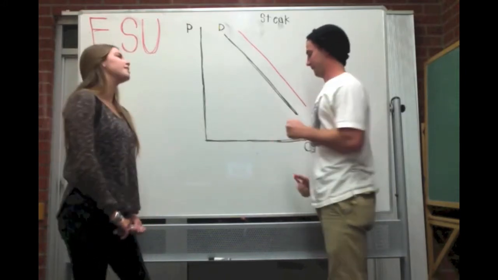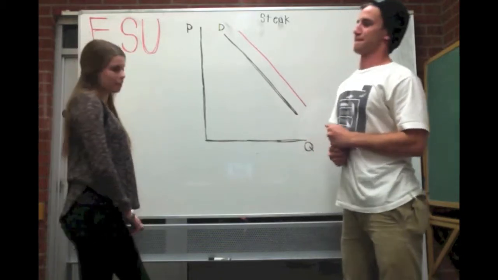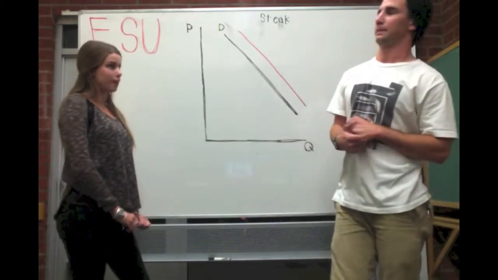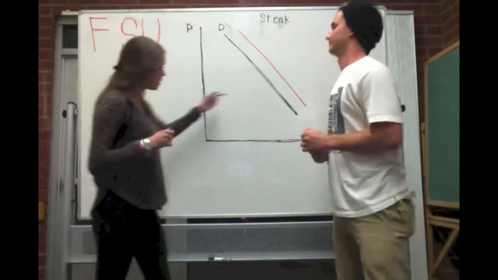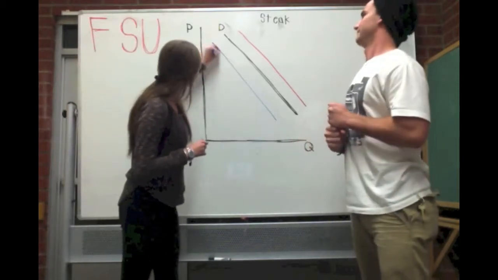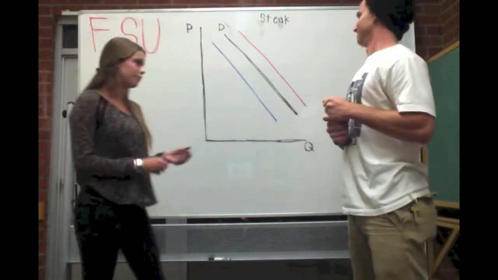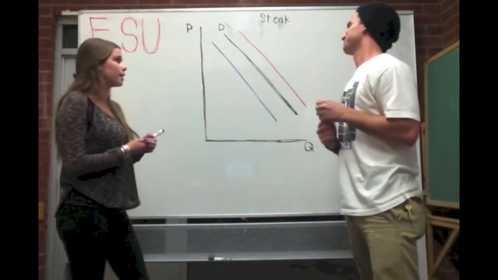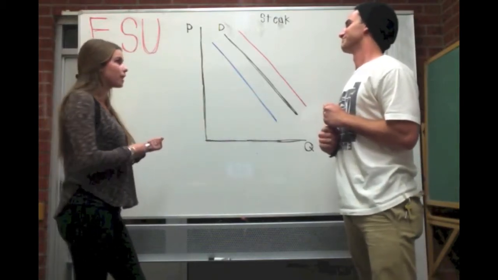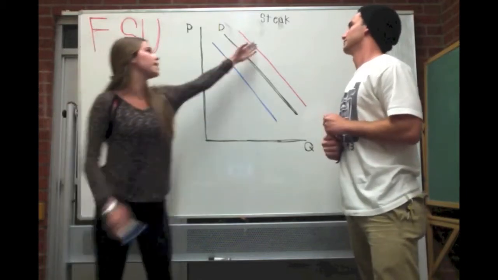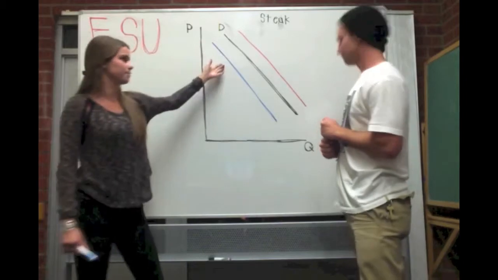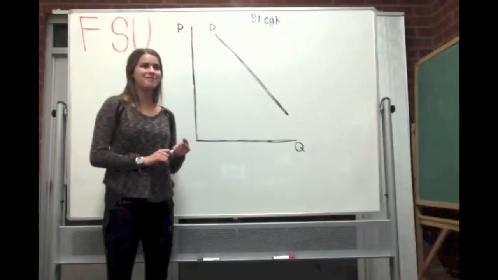Correct. Steaks are a normal good because as your income rises, the demand rises. If it was an inferior good like corn, the demand would shift to the left and therefore decrease, because for inferior goods, as your income rises, you are less likely to buy the cheaper products, and you'd rather buy steak than corn. Good job. Thanks.